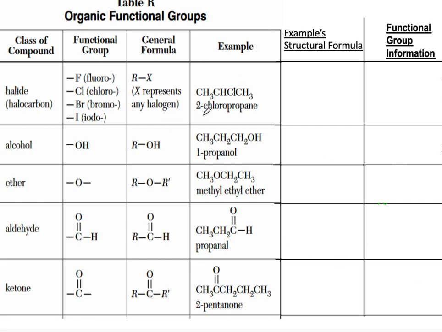So again, let's say we had 2-chloropropane. If we were to draw it out, you would see a 3-carbon chain, 1, 2, 3, from the prop.